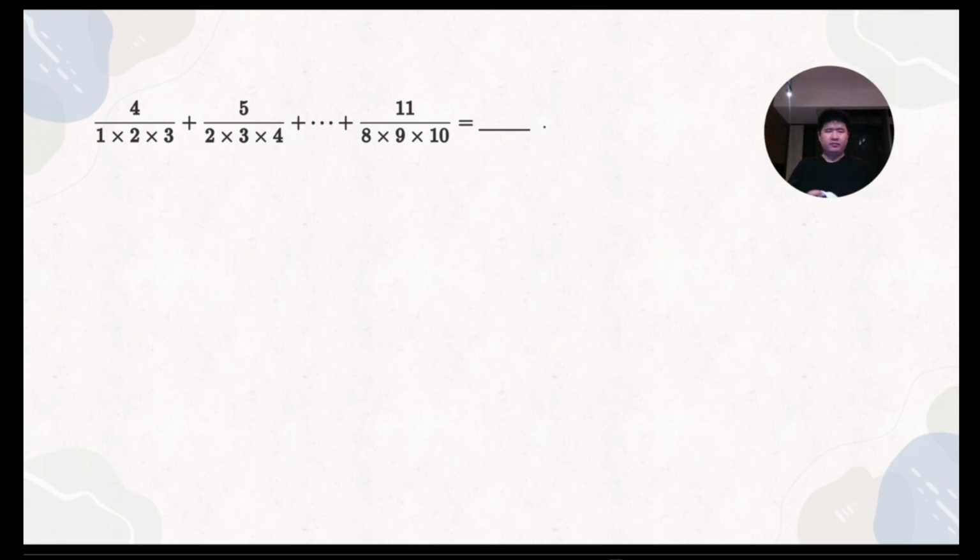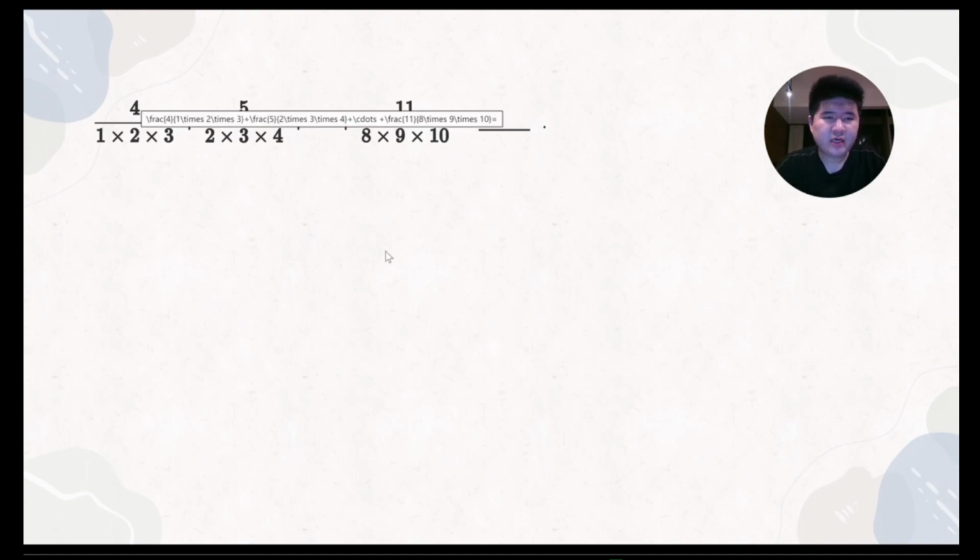The first thing that makes it hard is that in the denominator, we have the product of 3 continuous factors. Another difficulty is that the numerator here is not the sum of the factors. It's also not the difference between the factors. So how can we solve it? We still need to try to find out a pattern.